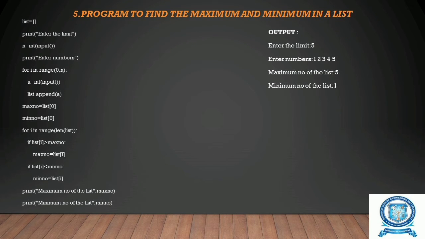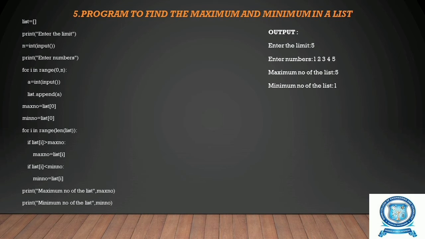So next we are moving to the program to find the maximum and minimum in the list. Here first the empty list is initialized. Then we are going to enter a limit, that is the limit of the list. Then we are giving the input and that will be stored as n value, that is the limit value will be stored as the n value, and then we are going to enter the numbers here.